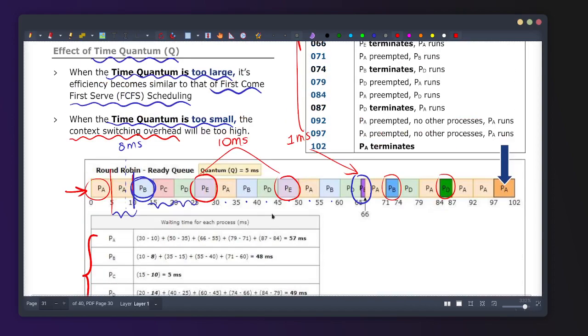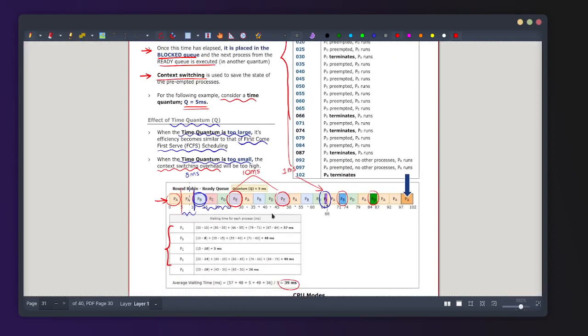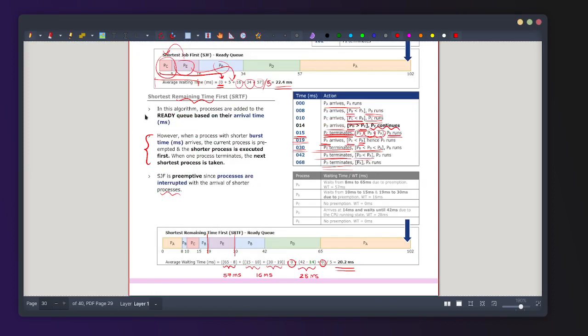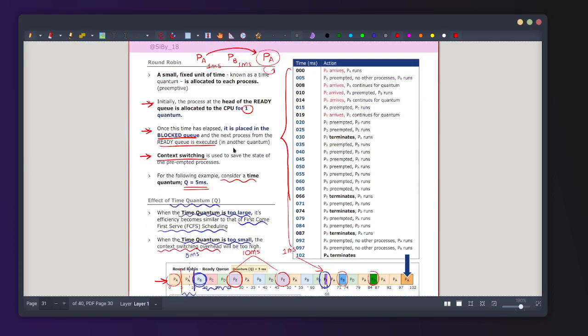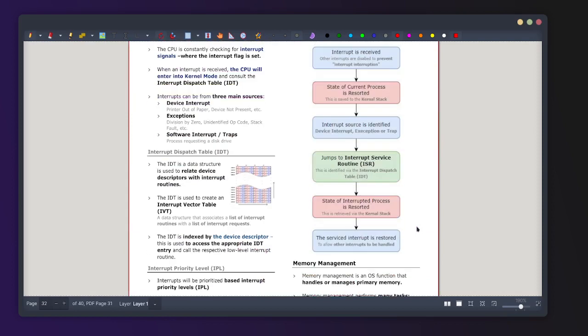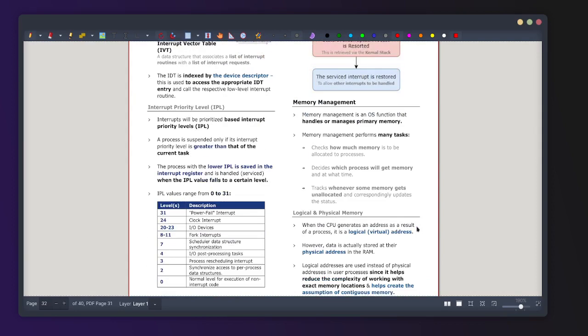But hopefully you guys understood the different scheduling algorithms, which were first come first serve, shortest job first, shortest remaining time first, and last but not least, round robin. In the next video, we will discuss CPU modes, interrupt handling, and most importantly, memory management.